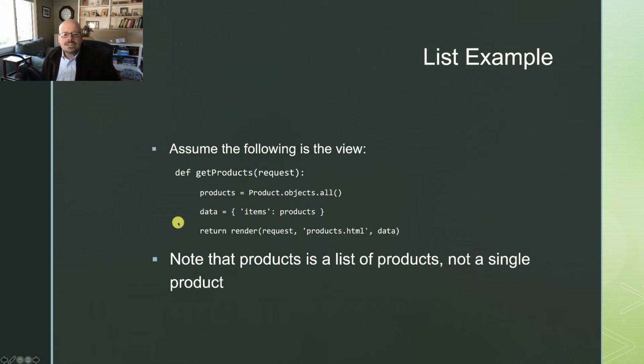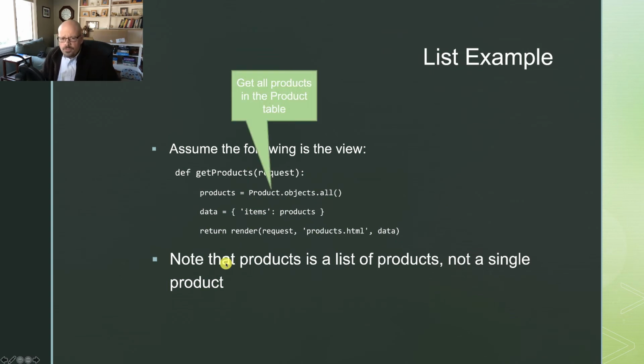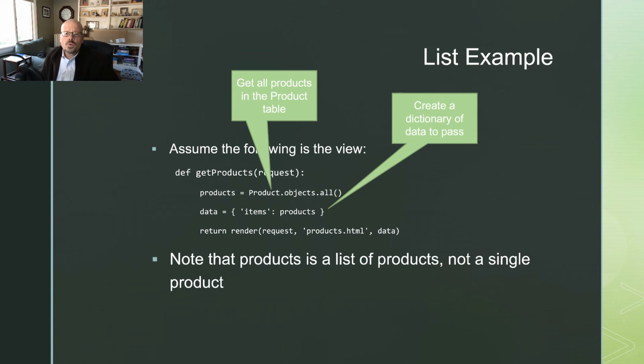Well, the process is pretty much the same. You're going to load up a data dictionary, and if I have a list, I always use plural to indicate that list. So I have items now, and I have products here. And again, the format's the same, not much different. But here's the problem. We're going to want to display these, but we're not displaying just a single item. We're displaying a list of items.